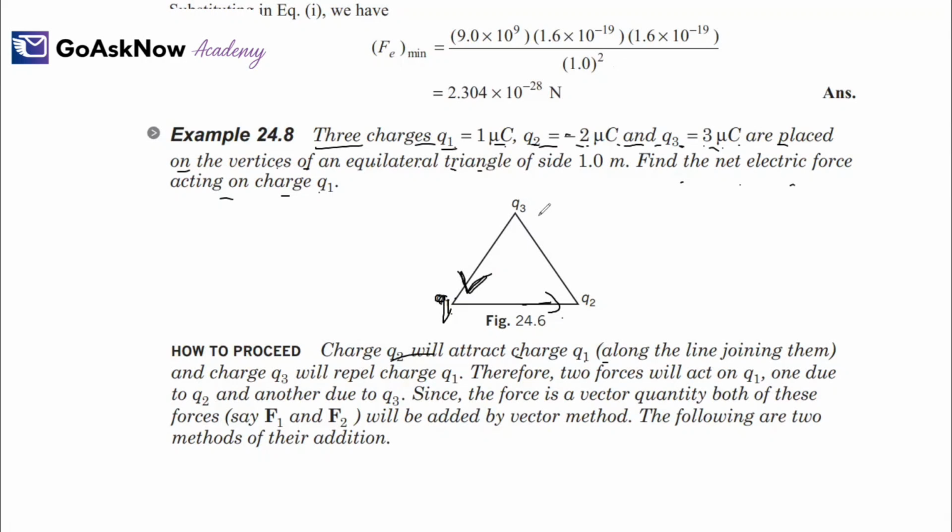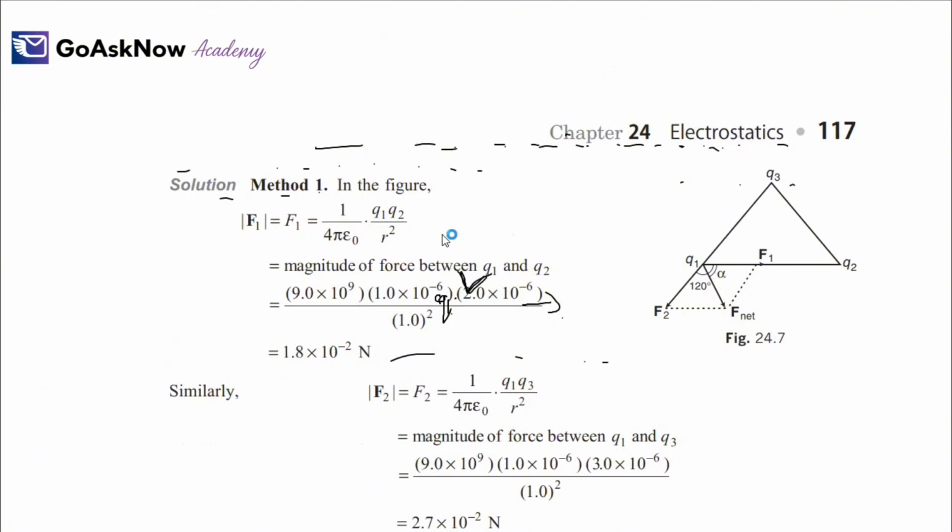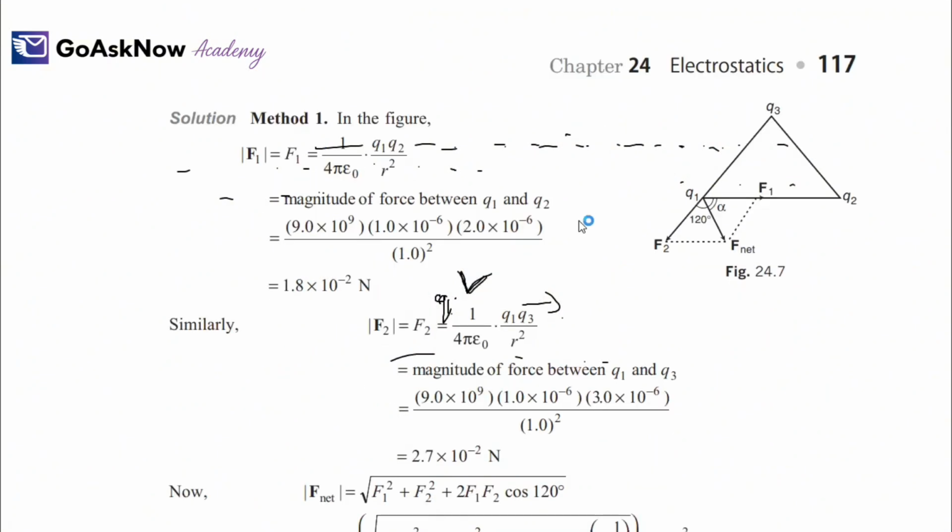Let's move to the next page. Method one is shown here. There are two methods, we will see one by one. Let's remove the drawing here. So method one is given here.